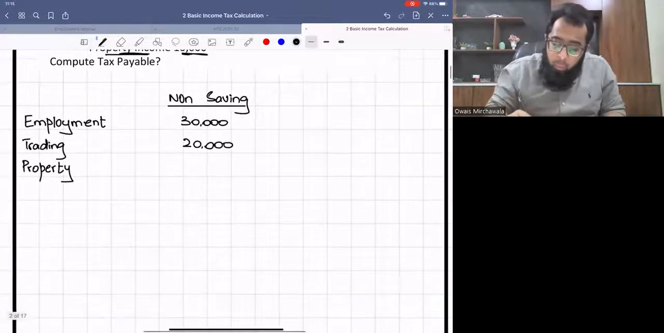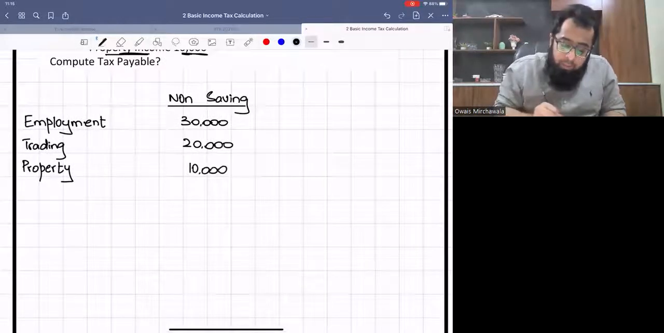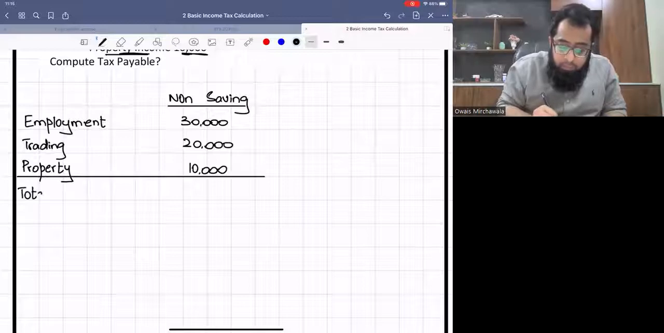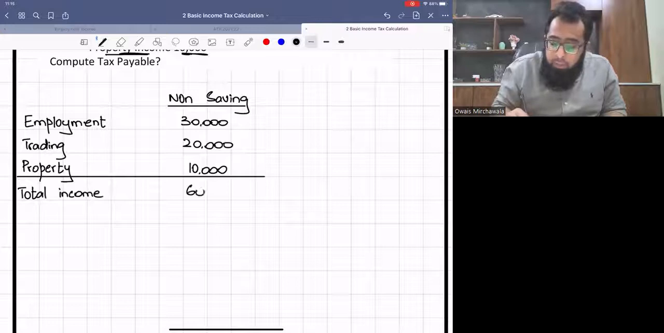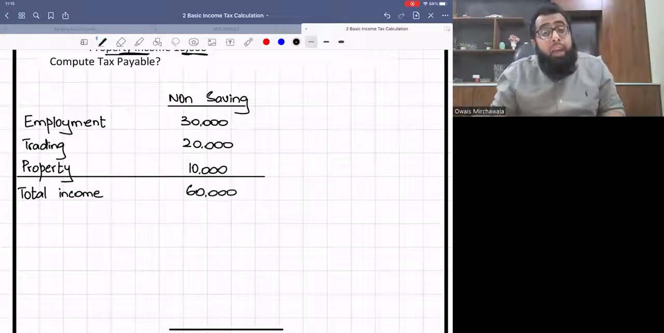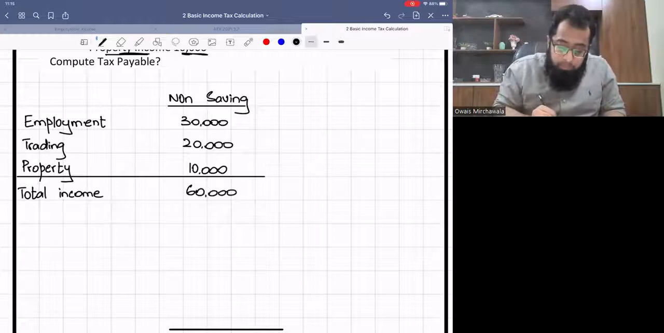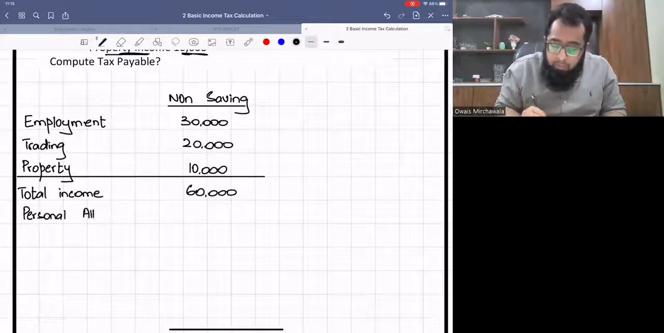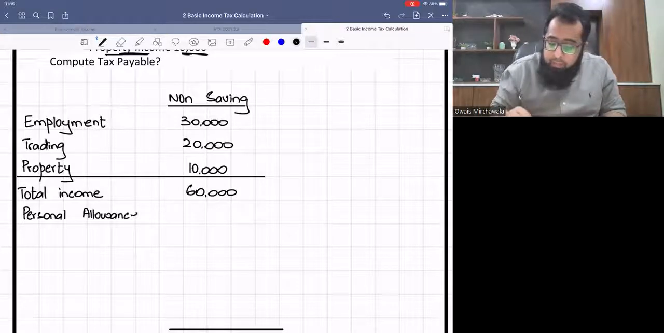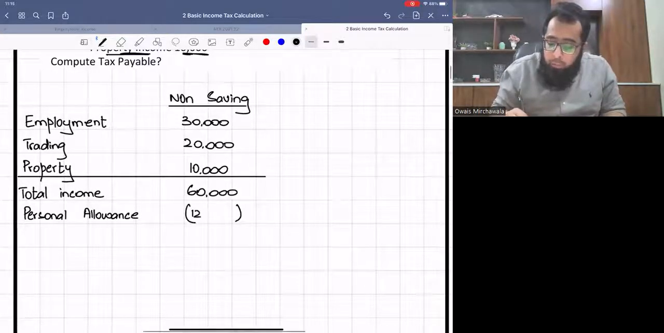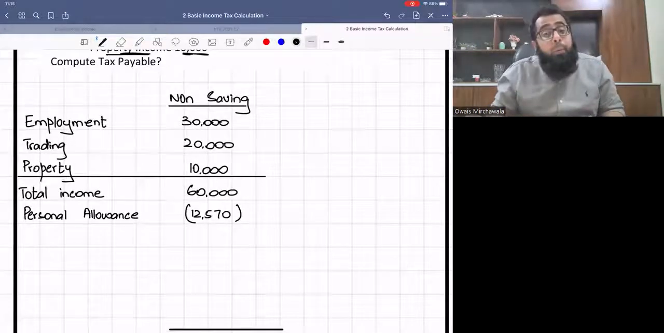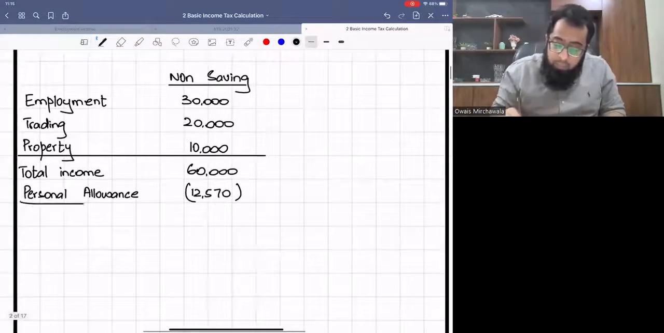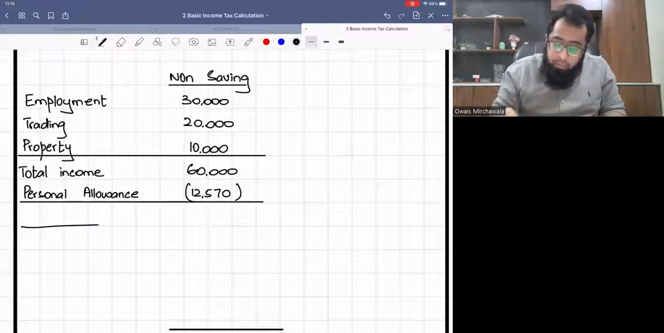So if I add up all of the three incomes, this gives me total income of 30 plus 20 plus 10, 60,000. The personal allowance is an amount of income which is exempted from tax, 12,570. Now this will give me a value of taxable income.